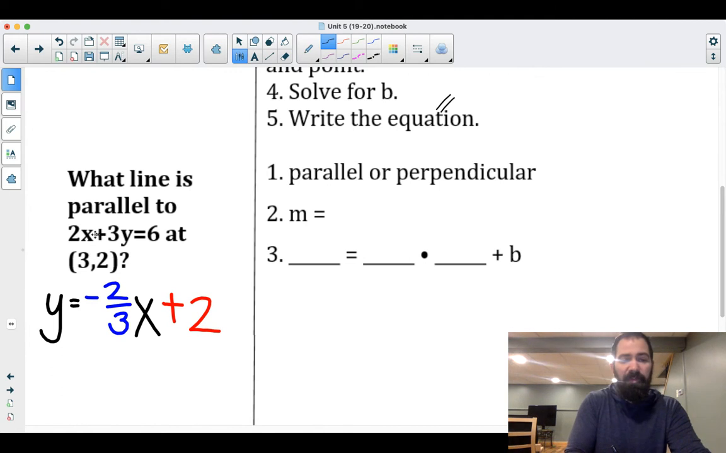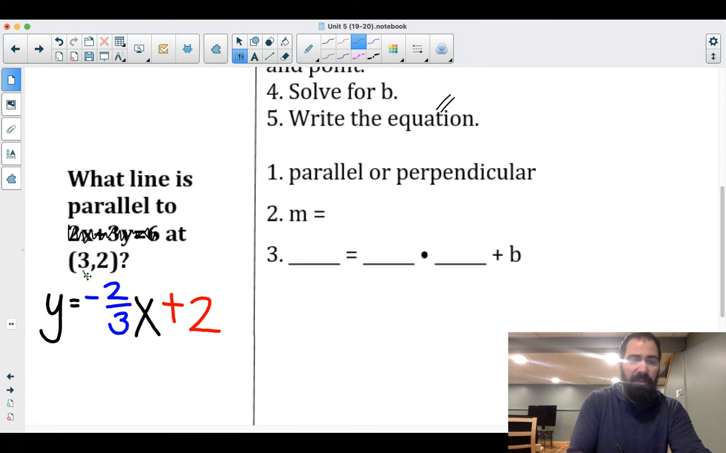What line is parallel to 2x plus 3y equals 6 at the point 3, 2? Well, we don't have to worry about this right now because I already solved it for us. y equals negative 2/3 x plus 2. These two equations are the same. This one wasn't solved for y. We solved it right here.